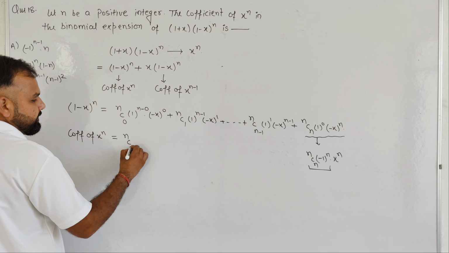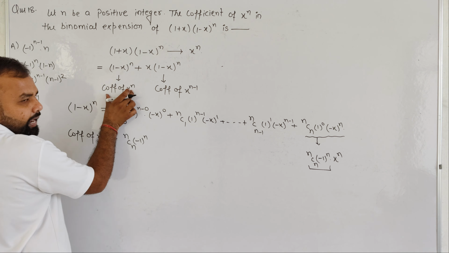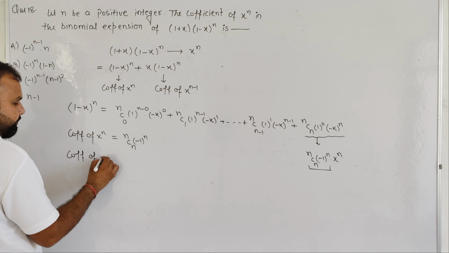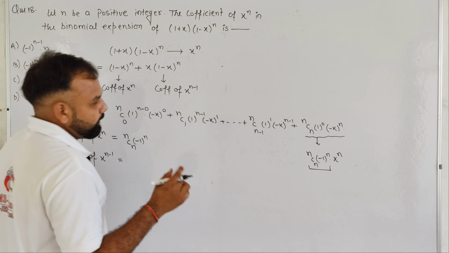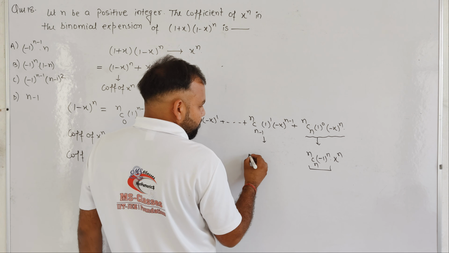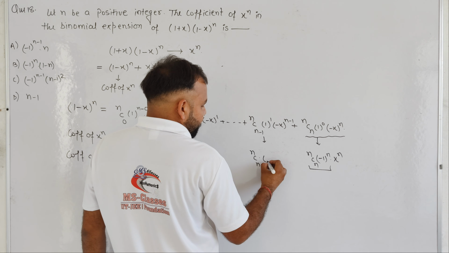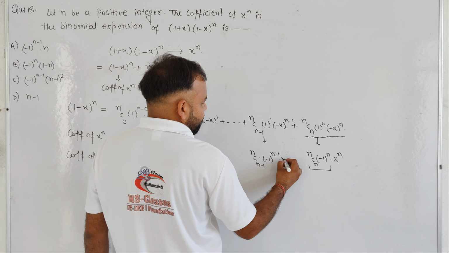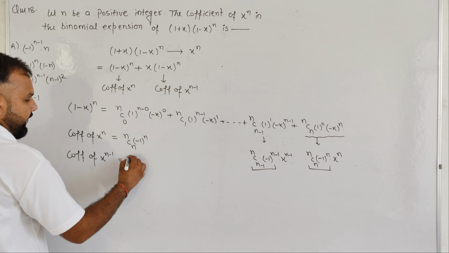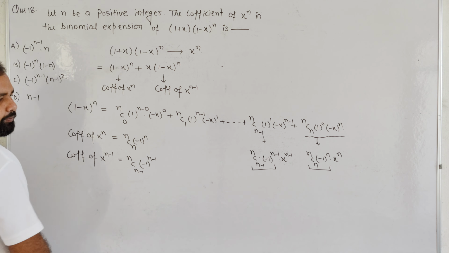So in that scenario, nCn times (-1)^n is the coefficient of x^n. And what is the coefficient of x^(n-1)? Student, you can see, what is the coefficient of x^(n-1)? So it will become nC(n-1) times 1^1, which is basically 1, or it can be written as (-1)^(n-1) x^(n-1). So the coefficient is nC(n-1) (-1)^(n-1).